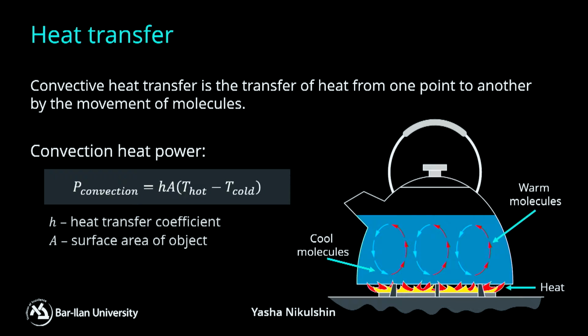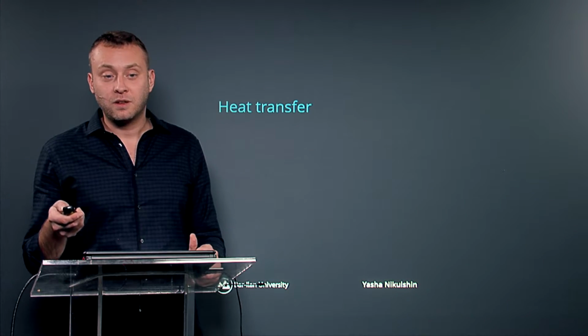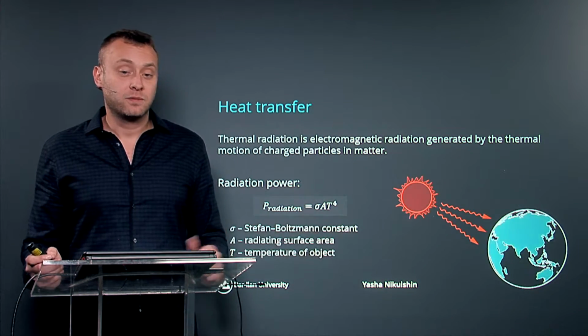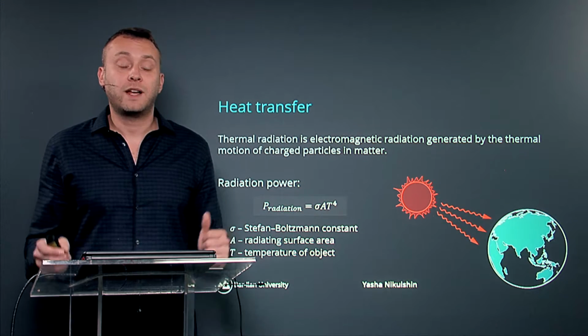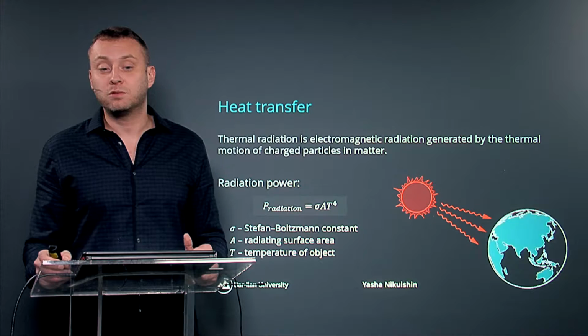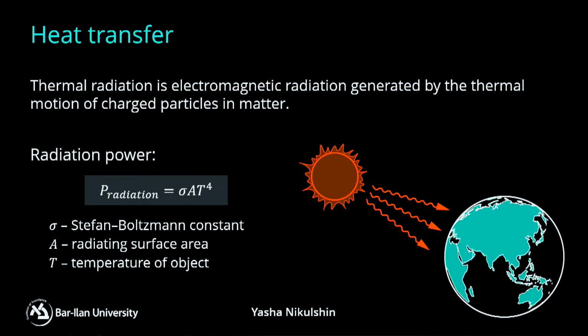Convection heat transfer is the transfer of heat from one point to another by the movement of molecules. This is what happens when you light a candle and the hot air molecules go up and the cold ones go down. This is what happens in a kettle when you boil water to make tea. And thermal radiation: all the energy on planet Earth comes from the sun by thermal radiation. It passes through vacuum, air, or anything that allows light to be transmitted in it.